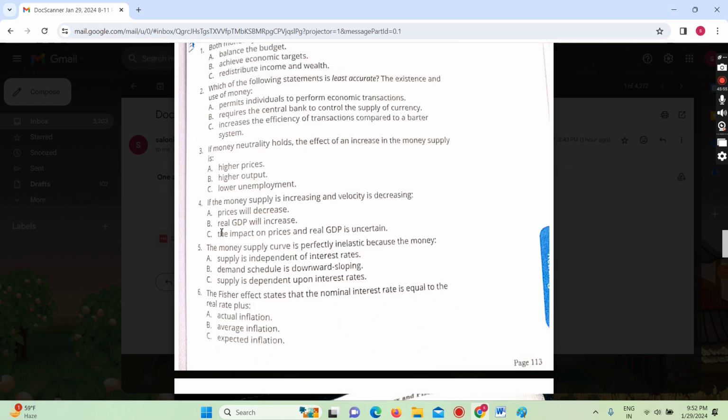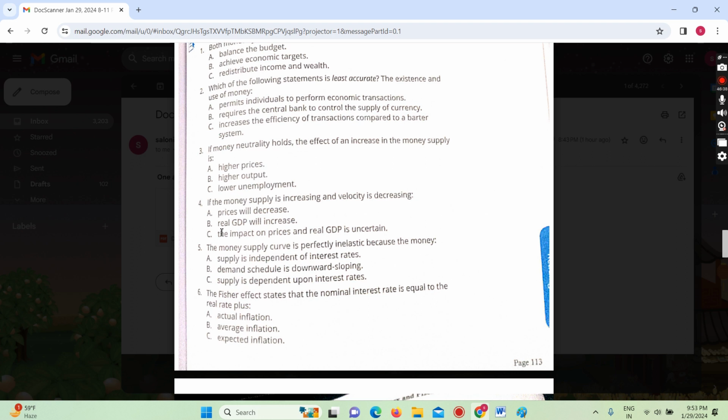If the money supply is increasing and the velocity is decreasing, then what will happen? The equation of exchange is MV equals PY, where an increase in the money supply is consistent with an increase in nominal GDP. However, a decrease in velocity is consistent with a decrease in nominal GDP. Unless we know the size of changes in the two variables, there is no way to tell the net impact on the real GDP and the prices. So the impact on the prices and the real GDP will be uncertain.